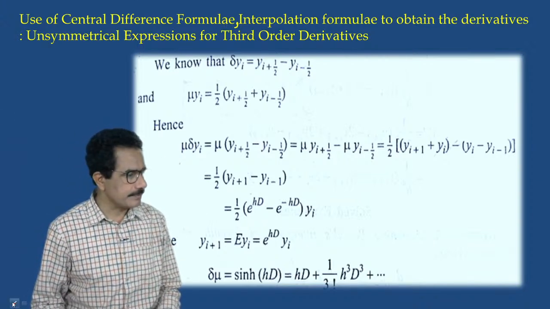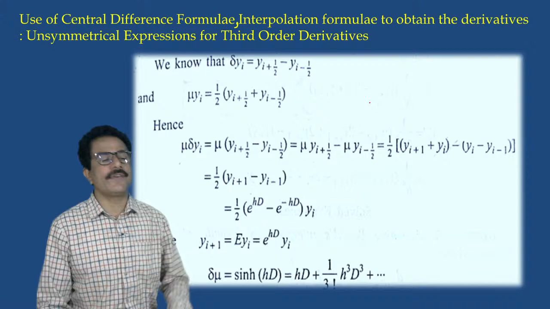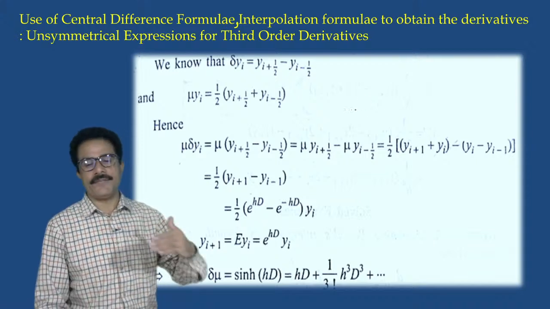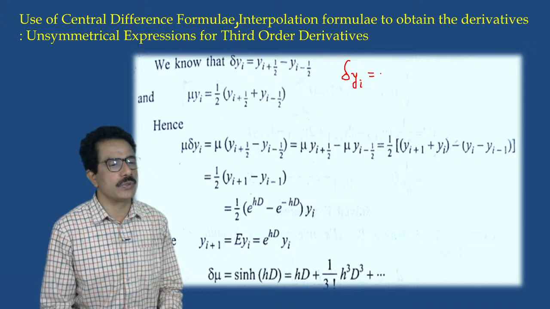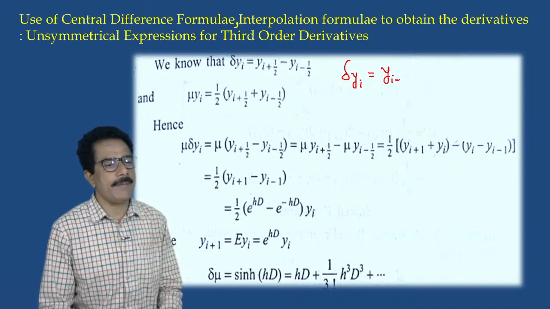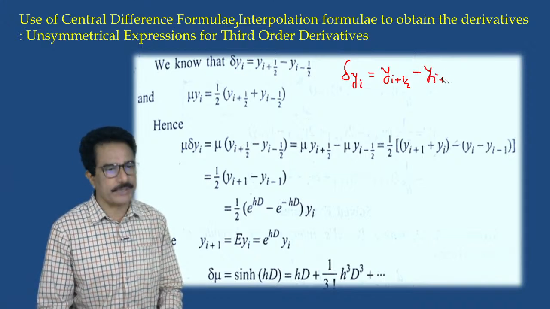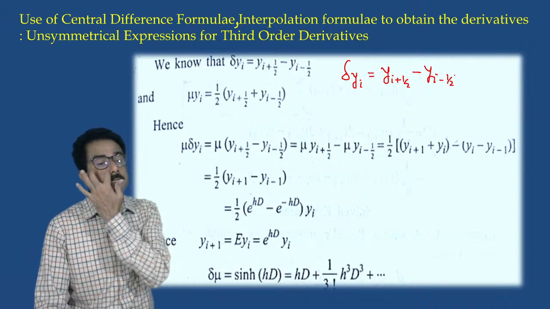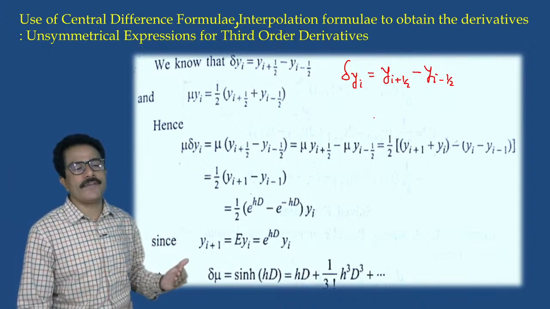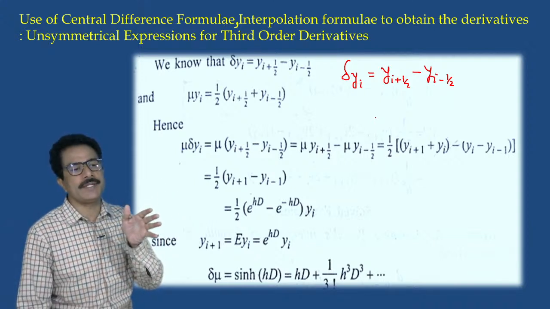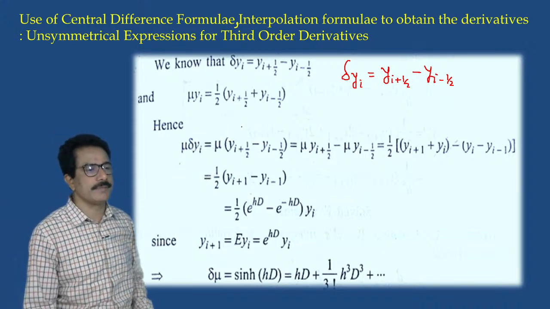You know that the central difference, we can define the central difference in the form of y, that is delta yi is equal to y i plus 1 by 2 minus y i minus 1 by 2. This is the central difference formula. We can write in the form of a function f of x: small delta f of x is equal to f of x plus h by 2 minus f of x minus h by 2. In this way we can find the central difference formula.